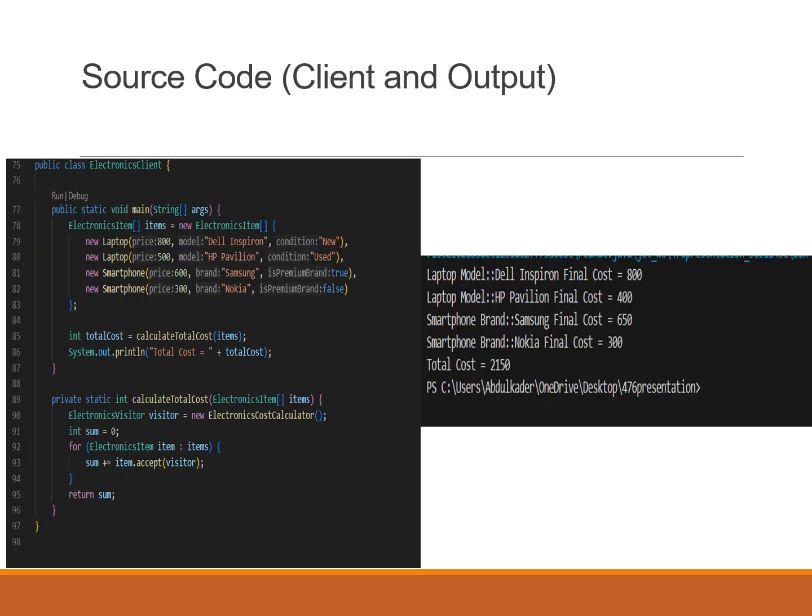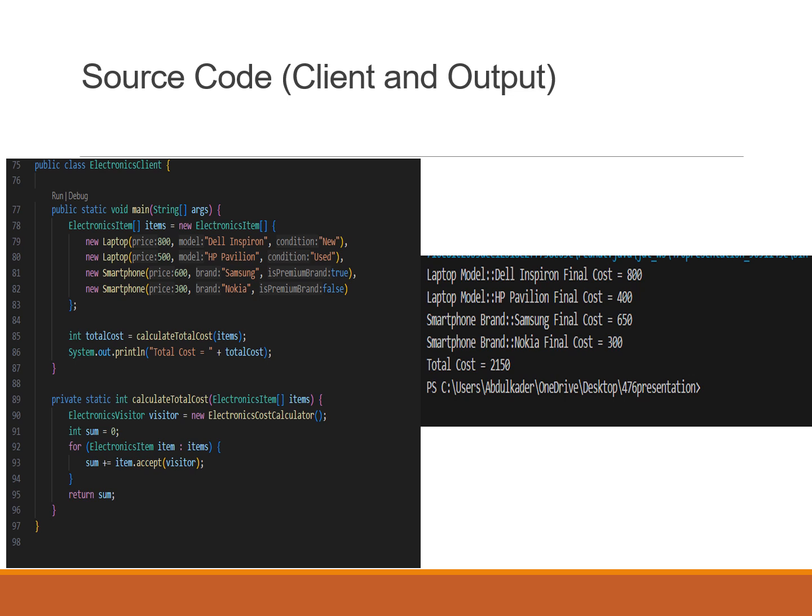Okay, here is what matters. So here is the source code, PowerPoint continued. It has the client code and the output. In the electronics client class code, this class contains the main method, where we create an array of electronics item objects like laptops and smartphones. And we also have the calculate total cost method. This method iterates over each item and applies a visitor, calculating the total cost based on each item's specific properties. And here we have the output of this specific client code with the specific inputs.